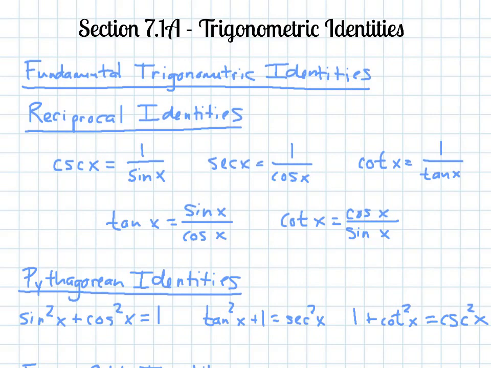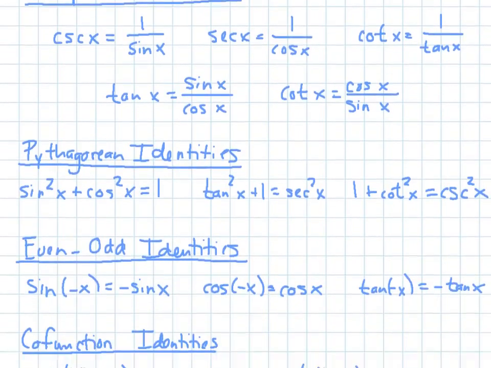Now some of these you've already seen, like the reciprocal identities. You already know that cosecant is the reciprocal of sine, so it's 1 over sine x. Secant of x is 1 over cosine x, and cotangent is 1 over tangent x. Also, tangent of x is the same thing as sine x over cosine x, and cotangent is the same thing as cosine x over sine x.